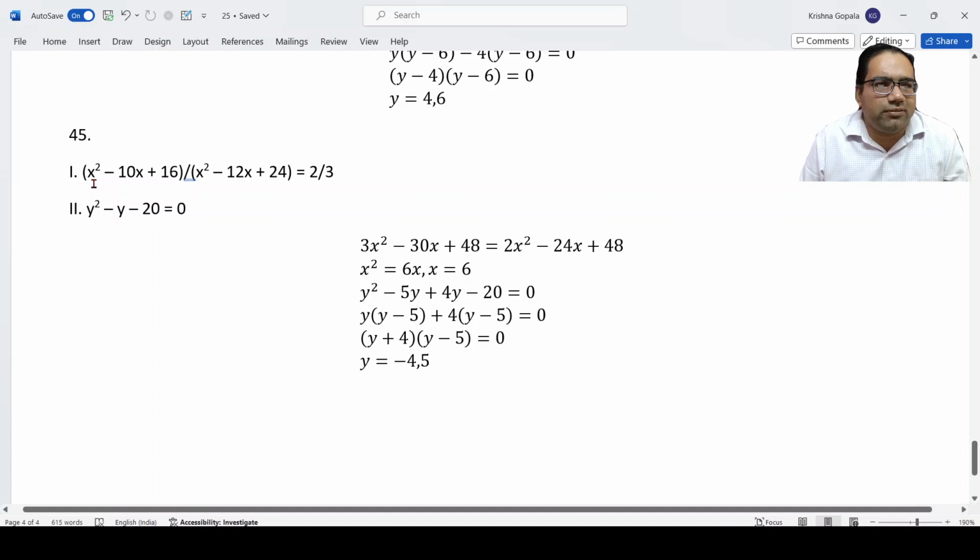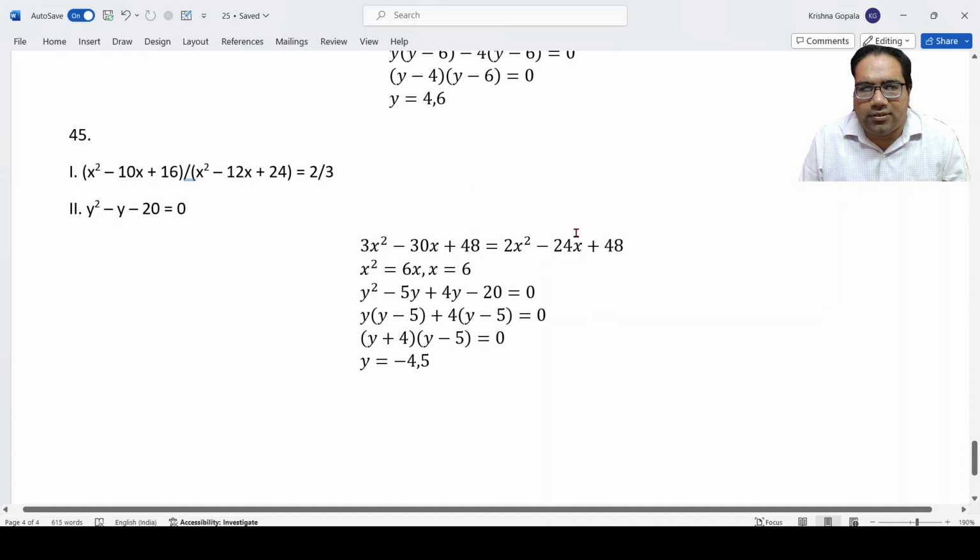This also involves a quadratic equation. x square minus 10x plus 16 by x square minus 12x plus 24 equals 2 by 3. Let's do the cross multiplication. 3 into x square minus 3 into 10x, 30x, plus 3 into 16 is 48, is equal to 2 into this numerator into this denominator: 2x square minus 2 into 12x, minus 24x, plus 2 into 24 equals 48. 3x square minus 2x square is x square. 48 gets cancelled.